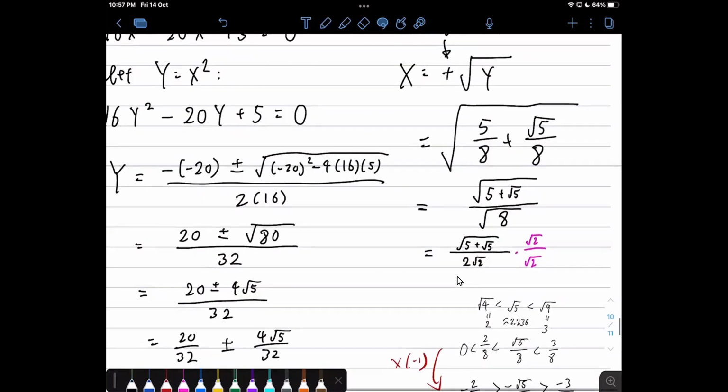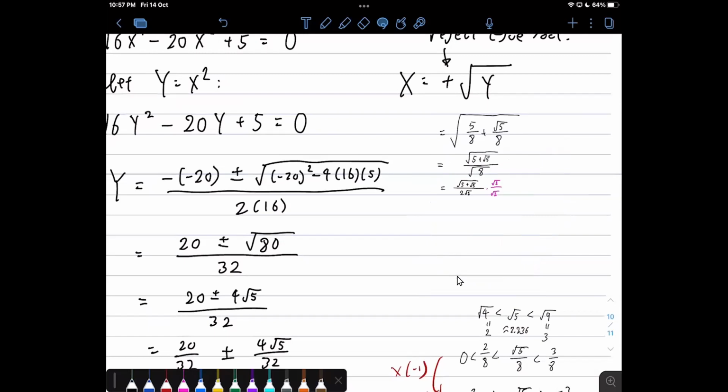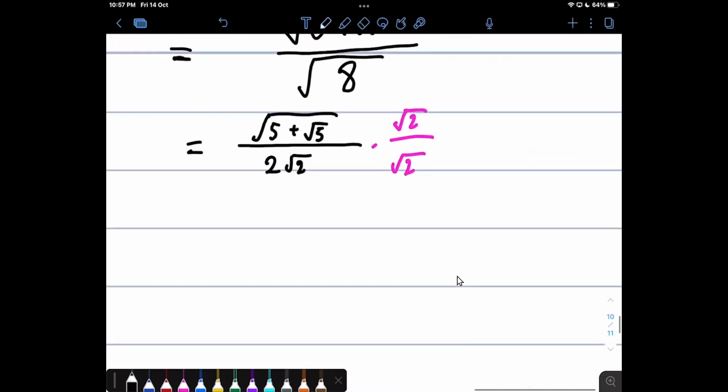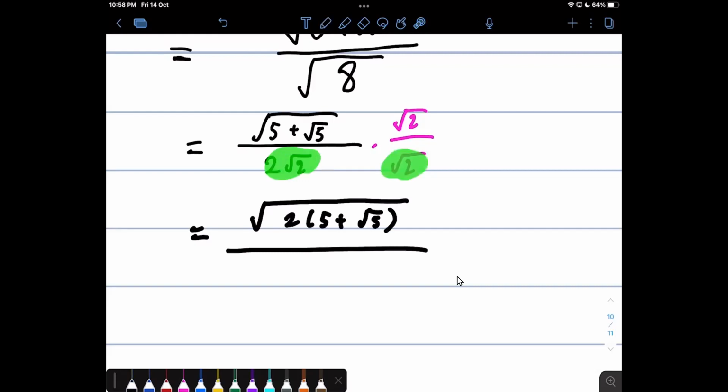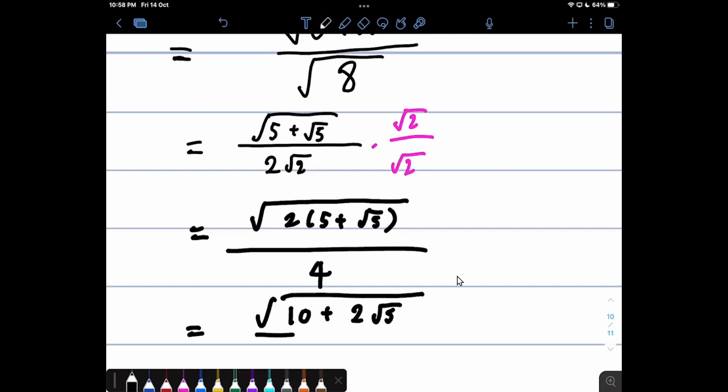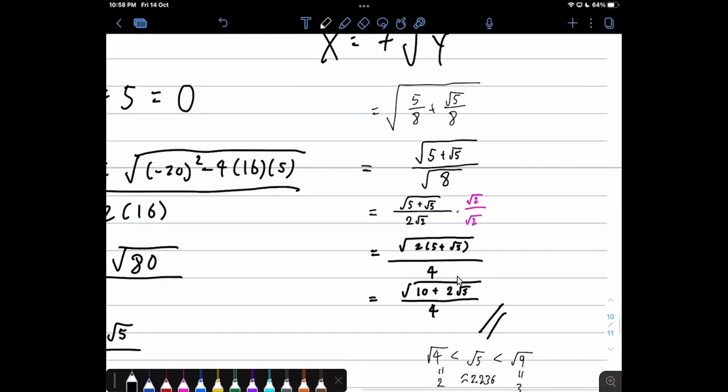Let me shrink this down because I need more space. Maybe this one can be a bit bigger. And then finally, after you rationalize, you times the square root inside, because both got square root, so they are in the same gang, same club, so they are able to join together. 5 plus root 5 can times 2. So you're left with one huge square root, 2 times 5 plus root 5, all divided by 2 root 2 times root 2. Root 2 times root 2 is 2, 2 times 2 is 4. Simplify a bit more, you're left with 2 times 5 is 10 plus 2 root 5, or whole thing square root, all divided by 4, which is our answer.